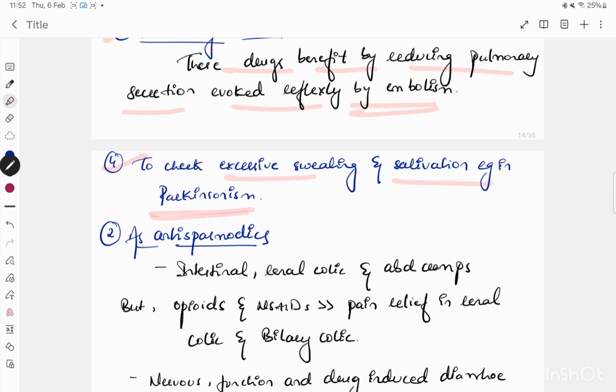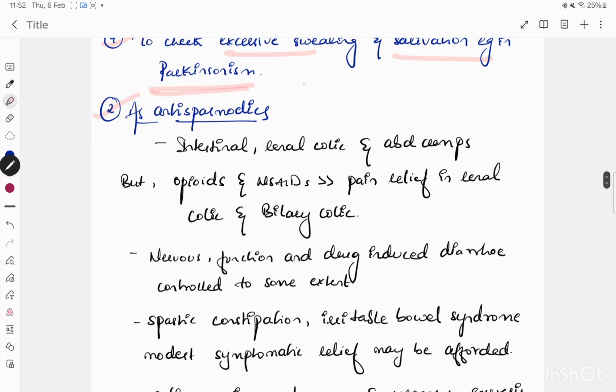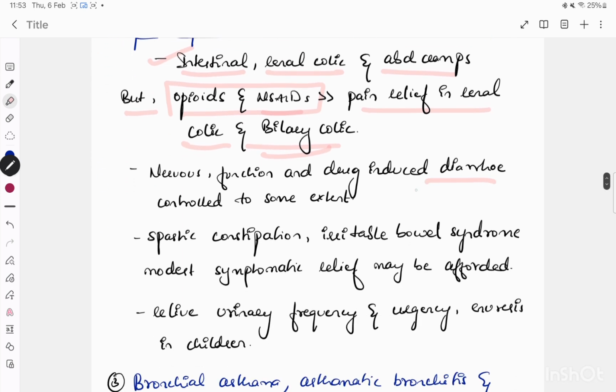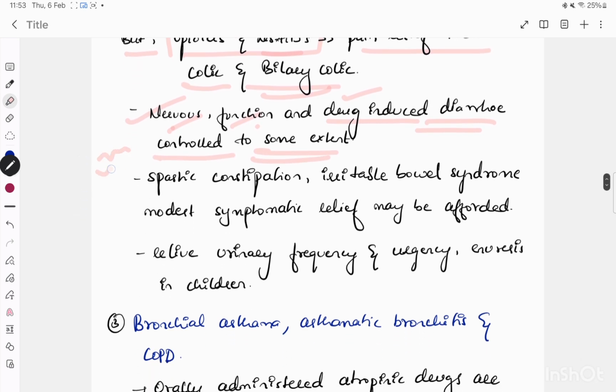For example, in Parkinsonism. The next use is as an antispasmodic, that is, in intestinal, renal colic and abdominal cramps. But opioids and NSAIDs are more preferred in these. Pain relief in renal colic and biliary colic is more due to opioids and NSAIDs compared to atropine. Any type of diarrhea, that is, drug induced diarrhea or nervous diarrhea, is controlled to some extent by atropine. Because what does it do?